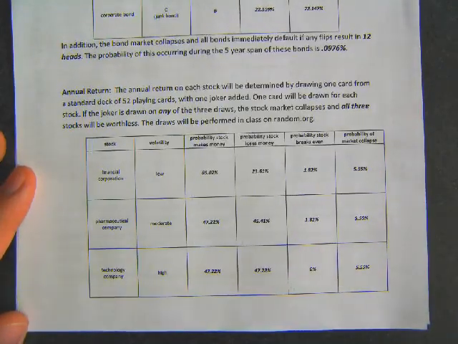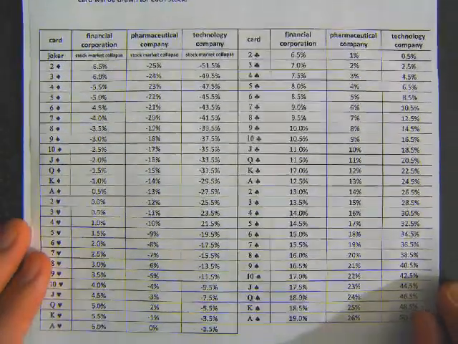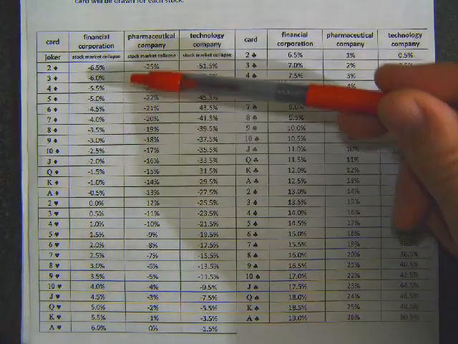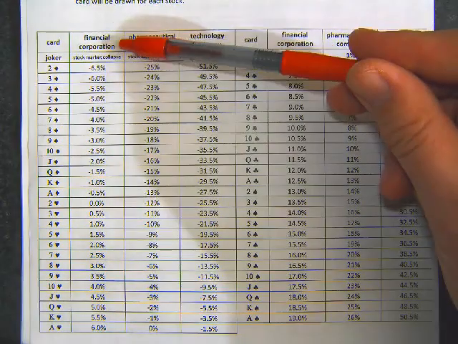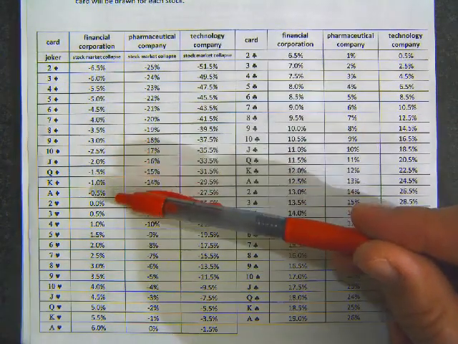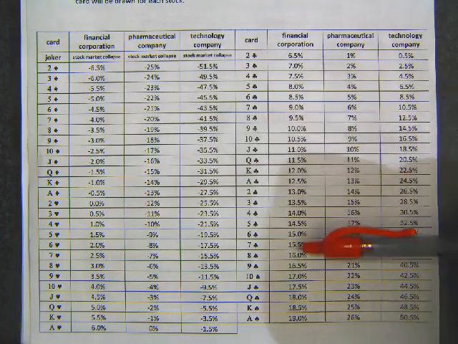To do that, I'm going to draw cards from a deck of cards. So this will be the possible results. I'll draw 3 cards, 1 for each kind. So I'll draw a financial corporation card. And if it's a diamond or a heart, diamond will lose money. Heart will probably make a little bit. Clubs, spades will make more.